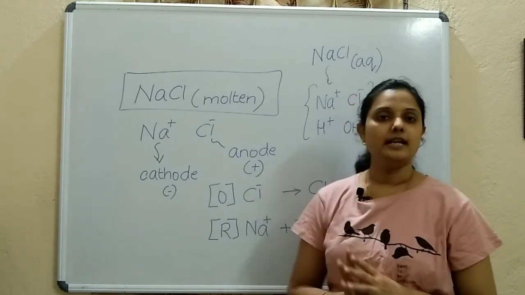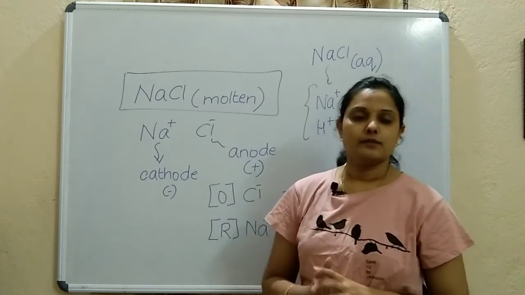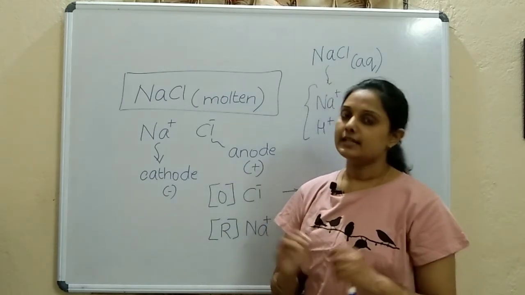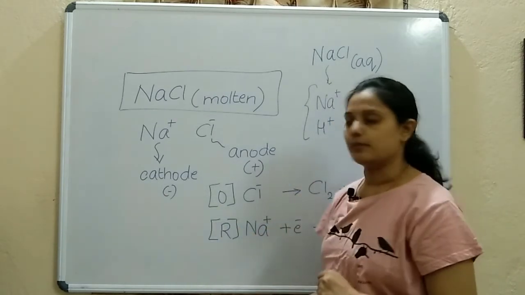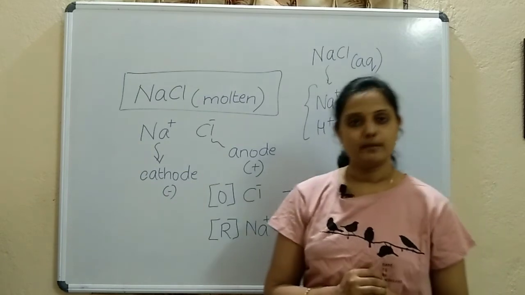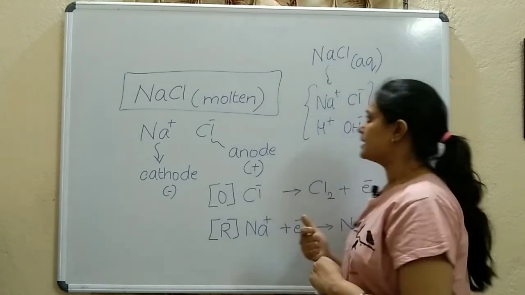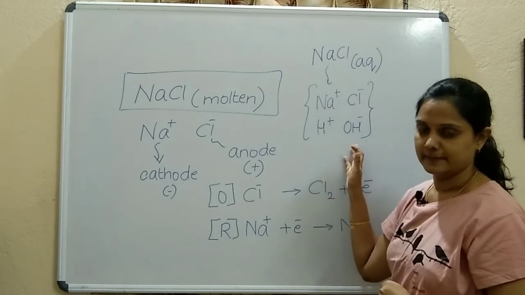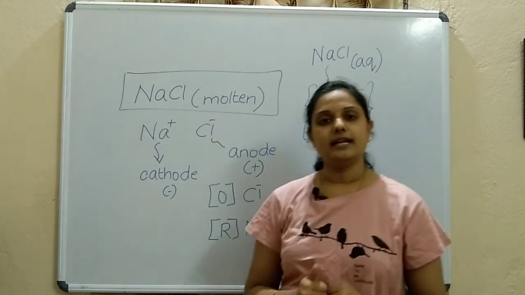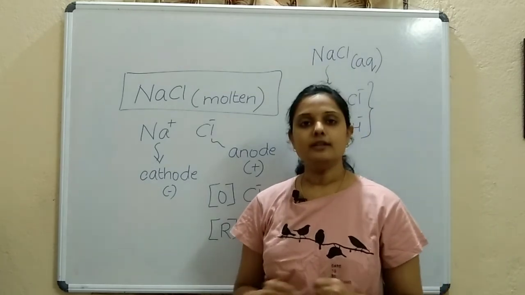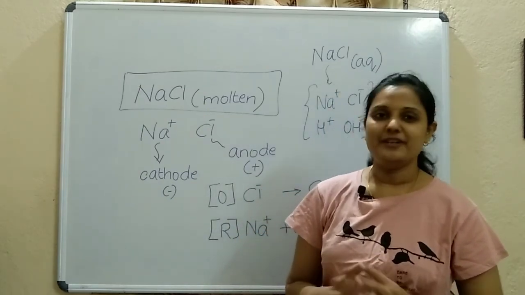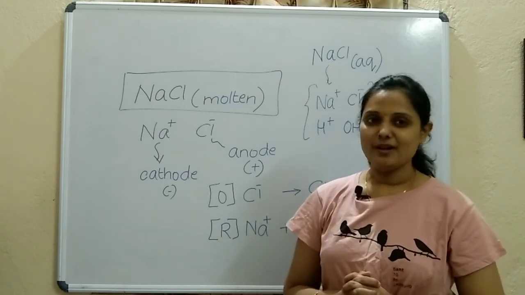So this is what we study in qualitative analysis. What are the products formed at the electrodes? If the electrolyte is in the molten form, it is easy to recognize what the product formed is. But if the electrolyte is in the aqueous form, that means water is also present, which consists of H+ ions and OH- ions. So how to find what the product is if the electrolyte is in the aqueous form? For this, we have a series which is called the electrochemical series, which we will discuss in the next video. Thank you all for watching this video.